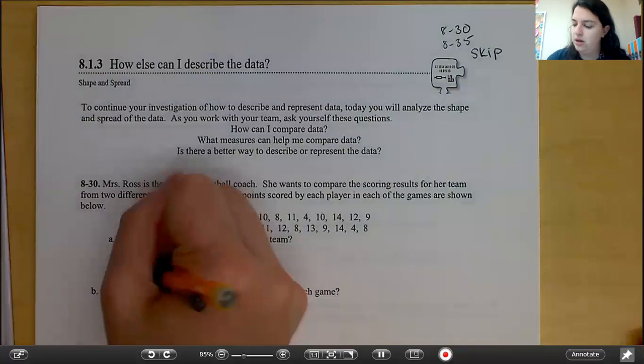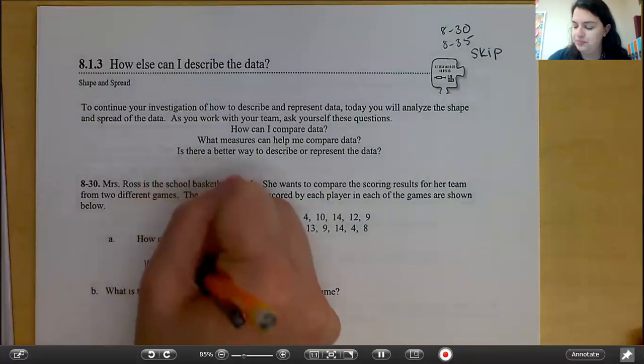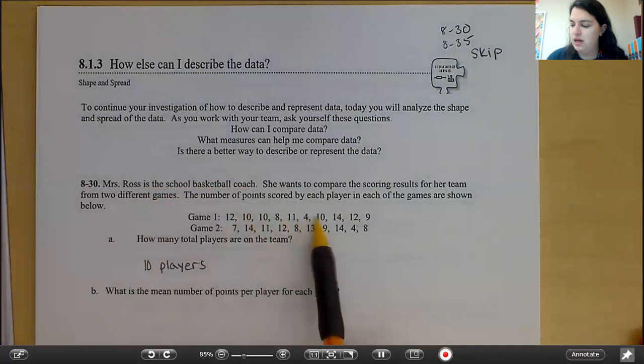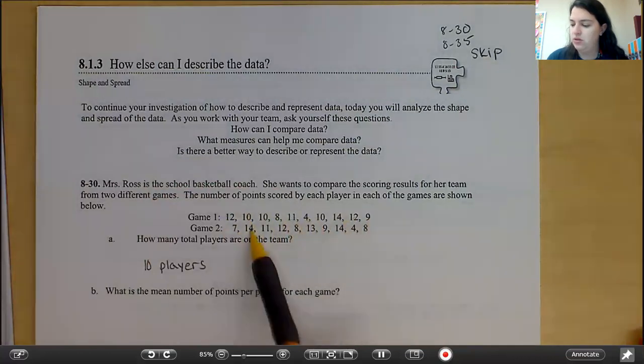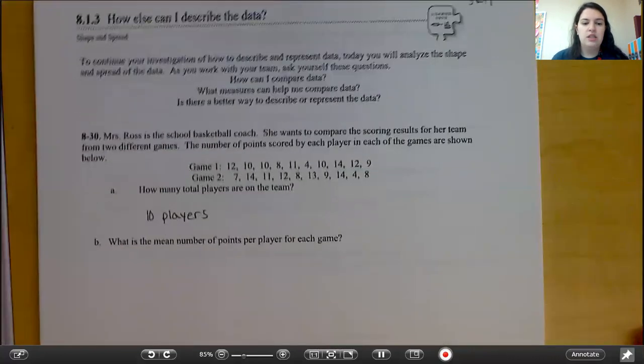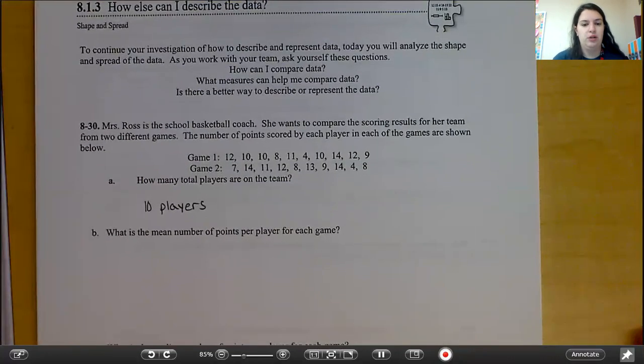Okay. There are 10 players on the team. 1, 2, 3, 4, 5, 6, 7, 8, 9, 10. Perfect. What is the mean number of points per player for each game?